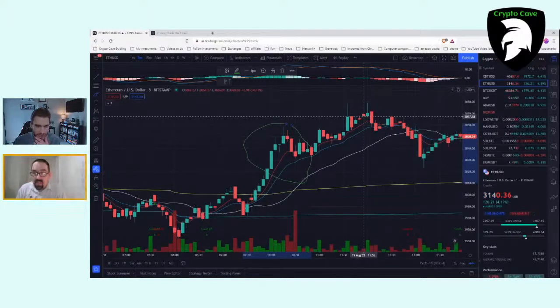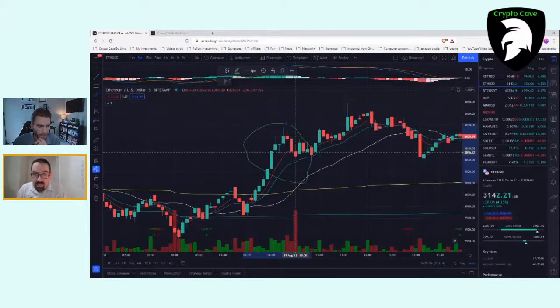Not to say that things can't reverse wherever they want, but when you really get far off of an EMA, you can expect some kind of a pullback, or if price holds, the EMA will eventually catch up.